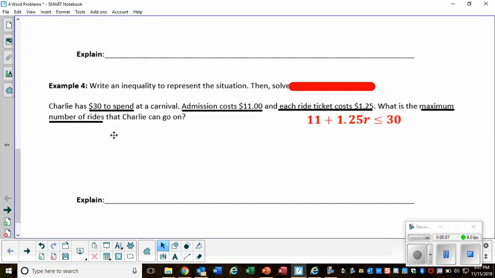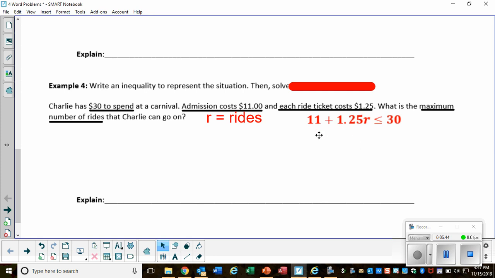So the very first thing I need to do is define my variable. Because they're asking how many rides, that's my variable. R equals rides. Then I set it up. $30 is what he has, but he's trying to spend money on admission and tickets. So this is what we're going to add together. Okay? The $11 plus $1.25 per ride. And the cost needs to be less than or equal to the $30 to spend. Okay? And that would be my inequality that I set up.